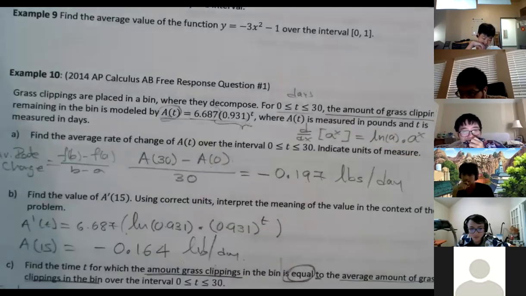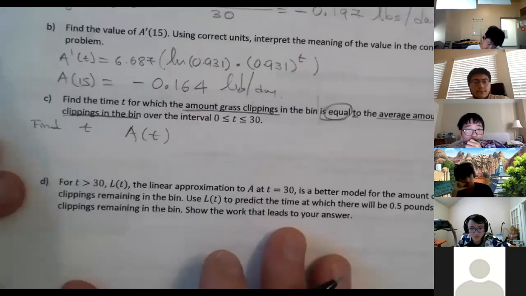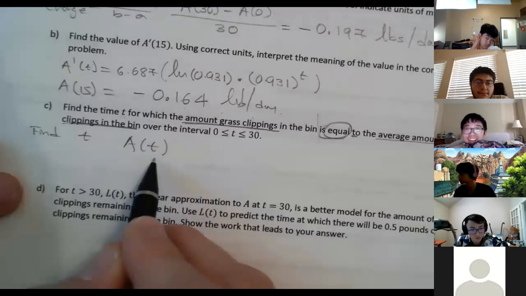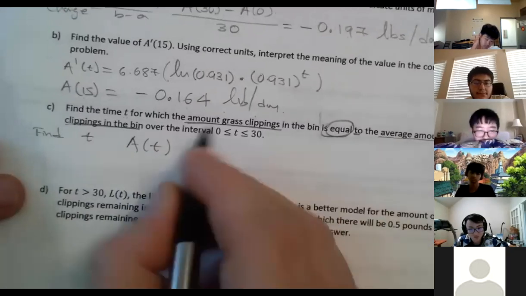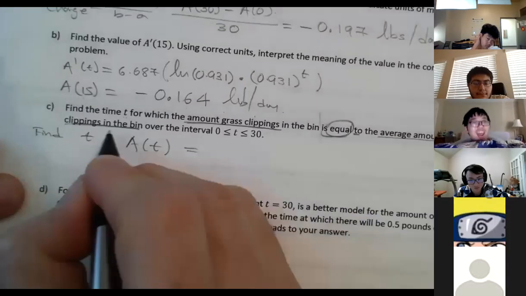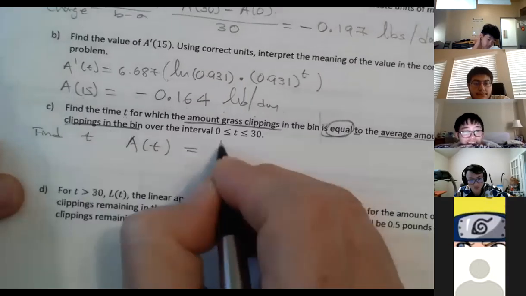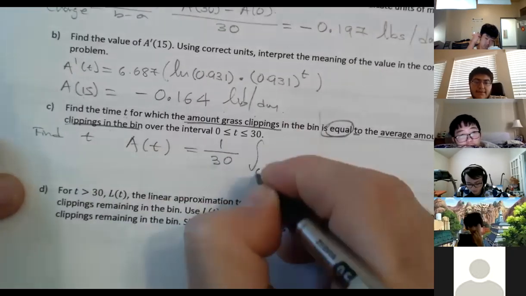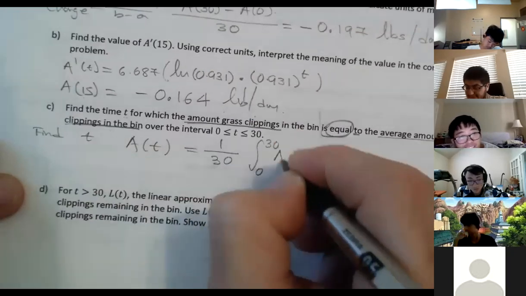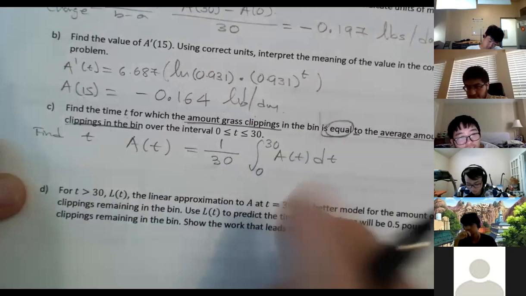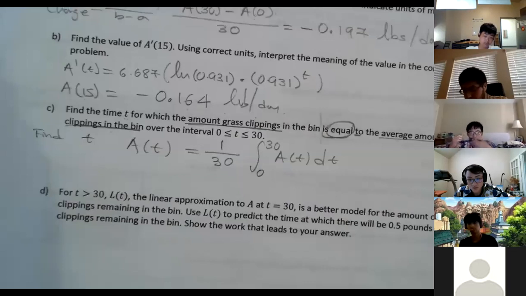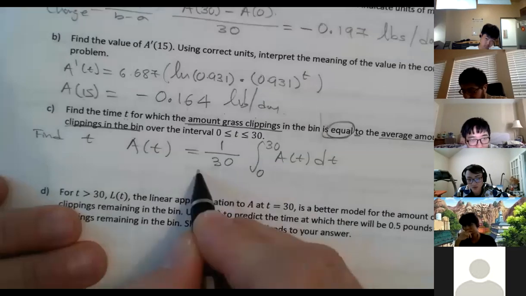A of t, right? So they're saying in this problem, find the time t for which the amount of grass, A of t, in the bin is equal to the average amount of grass clippings in the bin. So the average will be 1 over 30, the integral from 0 to 30 of A of t dt. That's what they're asking us to find, the value of t for that. Okay? So you find this value.